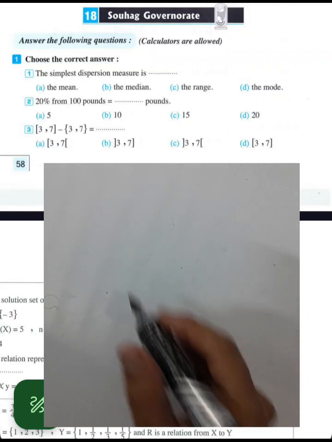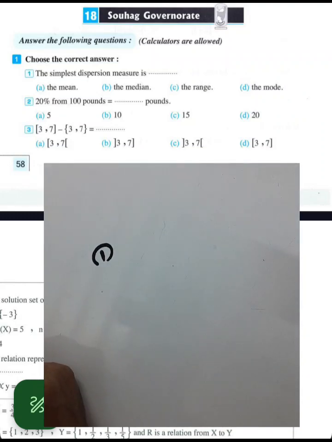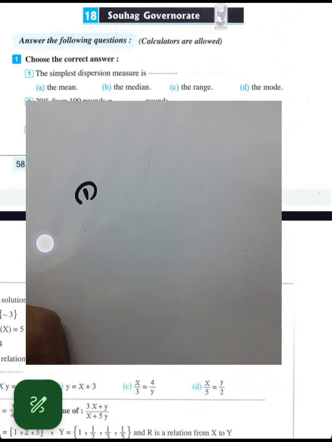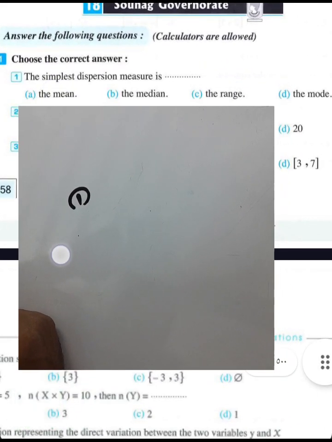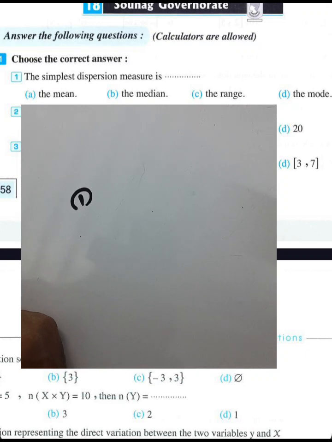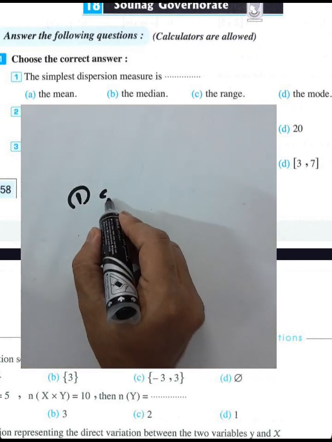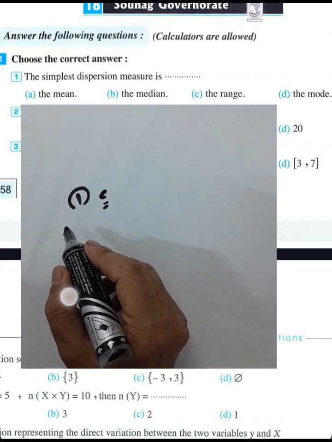Let me start with question number 1. The simplest dispersion measure is the range. Choose letter C. We know the range equals maximum subtract minimum, so it's the simplest dispersion measure.